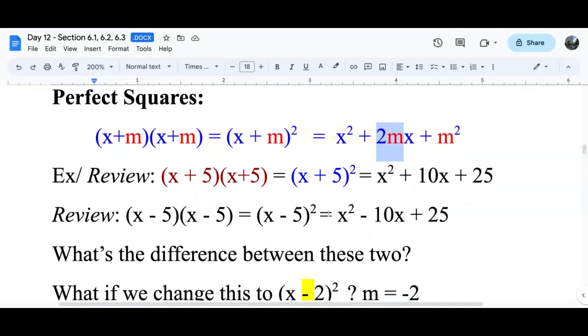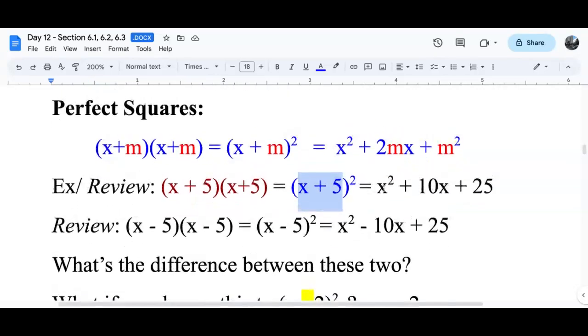If we have x plus 5 squared, we square x, we get x squared. We square 5, we get 25. We multiply 5 with x, we get 5x. We double it, multiply by 2, we get 10x.